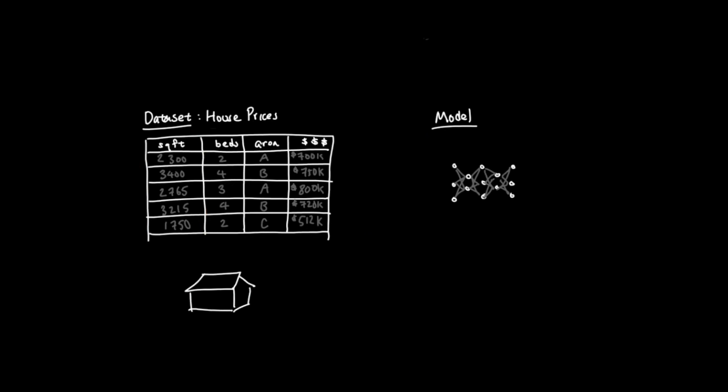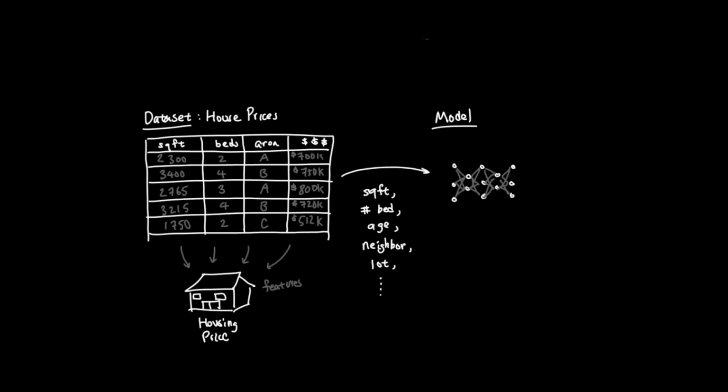Of course, real house price models usually use more than one feature. We might use square footage, number of bedrooms, age of the house, neighborhood, lot size, and many other variables.